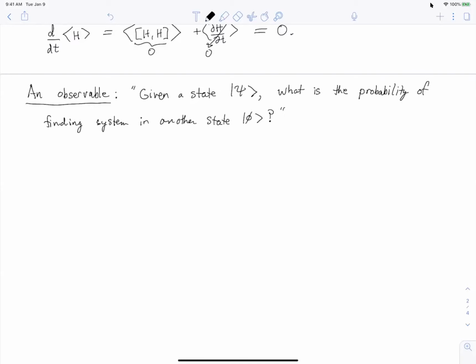So in classical mechanics, this is kind of a silly question. If your particle is located at a specific point with a specific momentum, then it's located at that specific point with that specific momentum. And so there's not really much to talk about. But in quantum mechanics, the idea is that this can have a non-trivial answer even if psi and phi are completely different states. So this is relevant, by the way, to homework 5, problem 2.